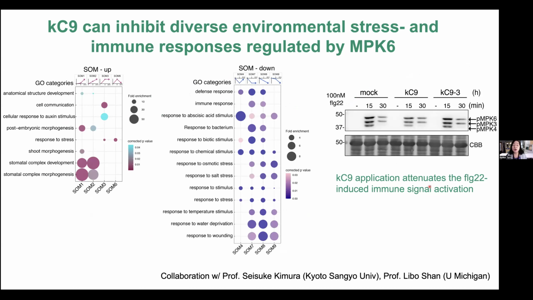But then we got a question of MPK6 or MPK3. MPK6 regulates so many processes of environmental stress and the immunity defense response. So if KC9 is the MPK6 inhibitor, it should inhibit many different pathways beyond stomatal development. To address that, we collaborated with Seisuke Kimura and Riboshan, and we first did the RNA-seq analysis and did a self-organizing cluster analysis to see what kind of genes are upregulated or downregulated upon KC9 treatment.